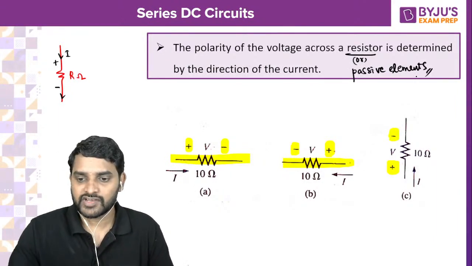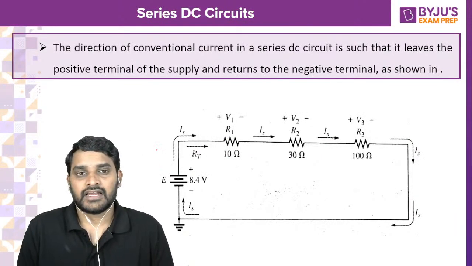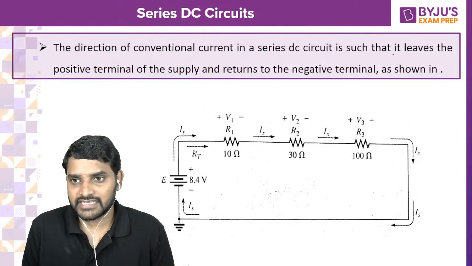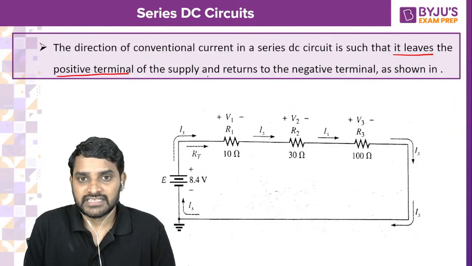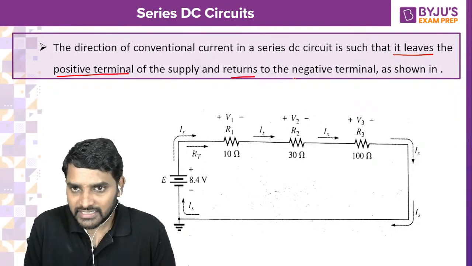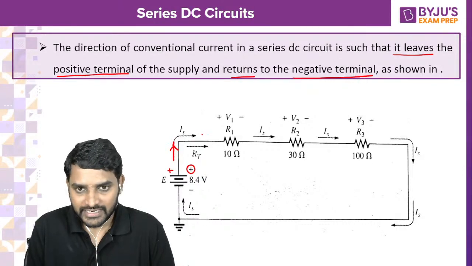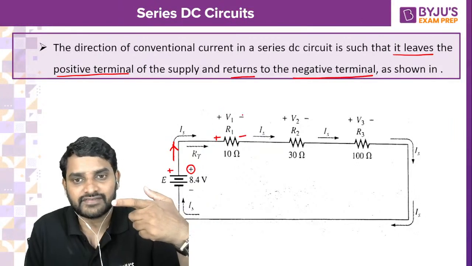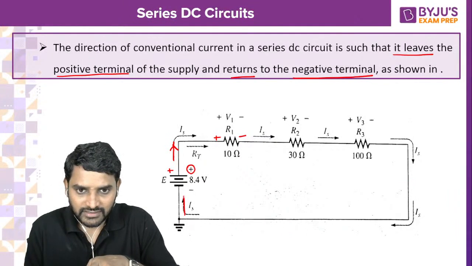And next point, we will move on to the next point. The direction of conventional current in a series circuit is such that it leaves from the positive terminal of the supply and returns to the negative terminal of the supply. You see here, this is the positive terminal, the current leaves from the positive terminal and goes like this. So the entering polarity will be positive, the leaving polarity will be negative. Everywhere positive, negative, and the current comes back and enters the negative terminal.